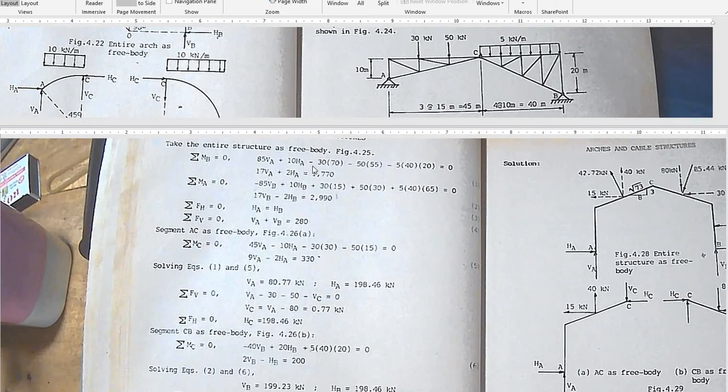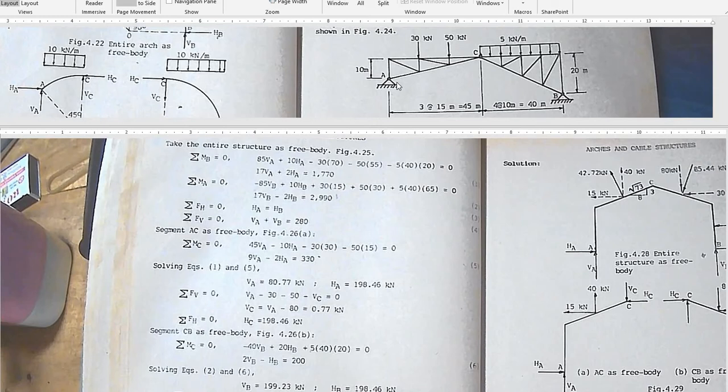Minus 30 times 70. 70 is the lever arm ng 30, minus 50 times 55, minus 5 times 40 times 20. Okay, etong 5, yan yung uniform load, and then 40, yan yung distance, and then 20 is the lever arm nung centroid nung uniform load is equal to 0. And then you simplify, we have 17VA plus 2HA is equal to 1770.